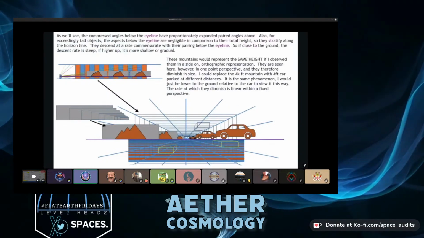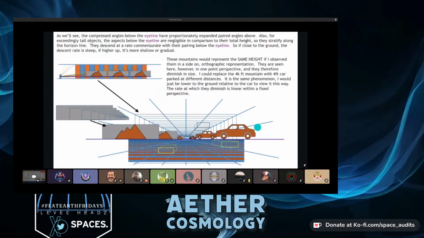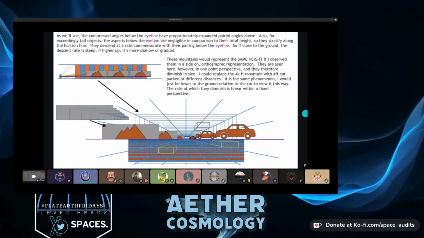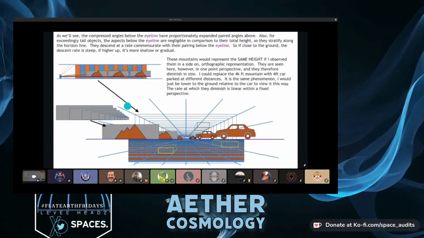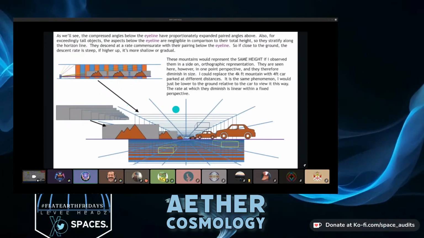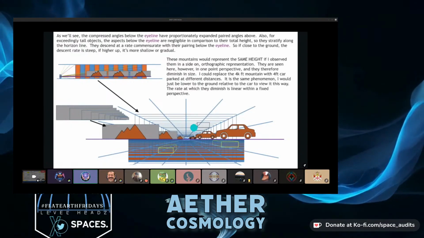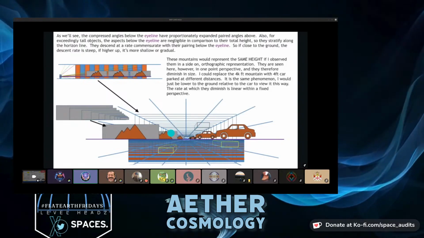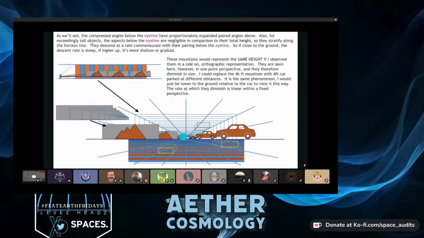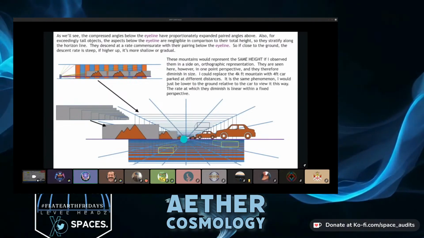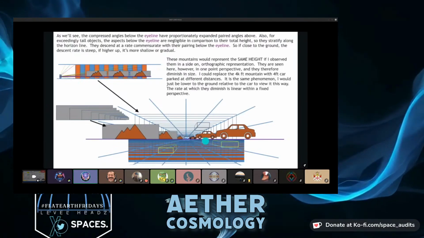Okay, so we're going super, super basic. We're just going to fly right through, right? So it says here, on the orthogonal view, these mountains represent the same height if we observe them that way on the side on the orthographic representation. But they are below, in a one-point perspective. So therefore, they diminish in size according to the transversal lines, right? We could replace it with a 4,000-foot mountain and a 4-foot car parked at different distances. It'd be the same phenomenon. It would be the same height. We would just be lower to the ground relative to the car to view it that way. And then the horizon, we put lower on the edge of the wheel, and it would be the exact same thing.